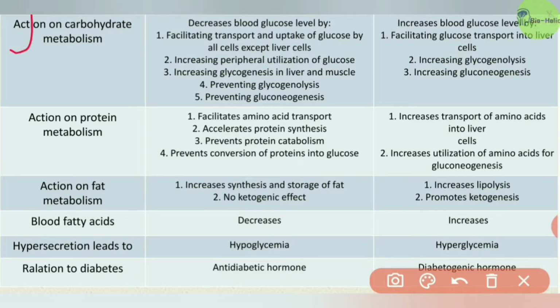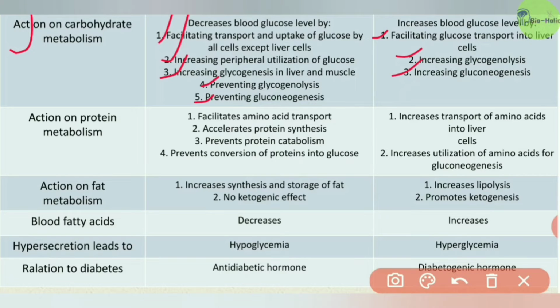In carbohydrate metabolism, insulin decreases blood glucose level by facilitating transport and uptake of glucose by all cells except the liver cells, by increasing peripheral utilization of glucose, by increasing glycogenesis in liver and muscle, by preventing glycogenolysis and by preventing gluconeogenesis. But in case of glucagon, the glucagon increases blood glucose level by facilitating glucose transport into liver cells, and by increasing glycogenolysis and by increasing gluconeogenesis.